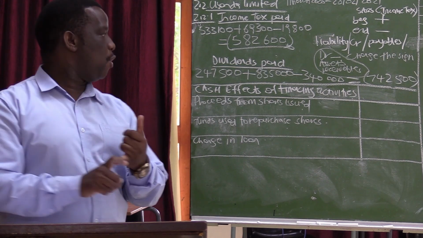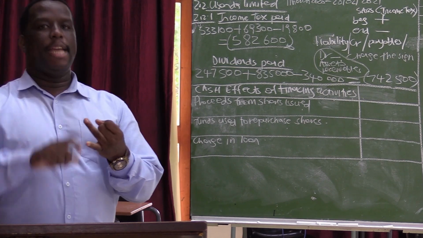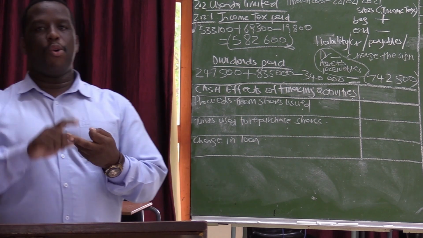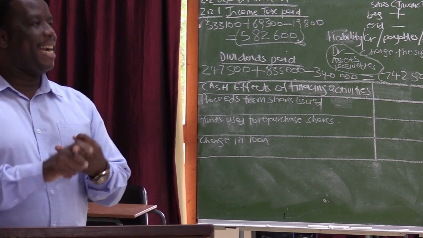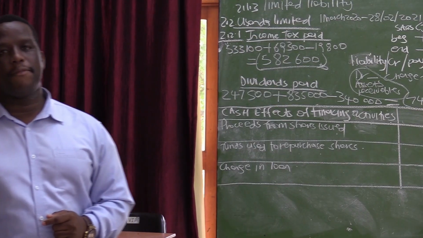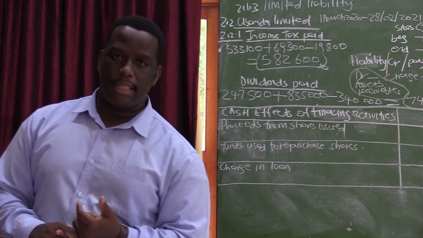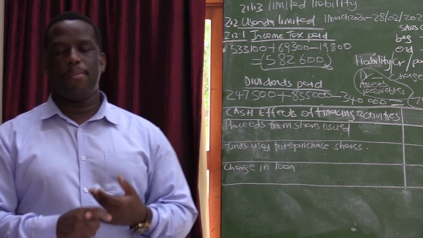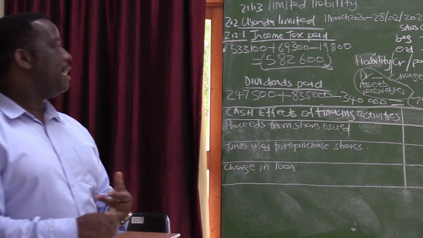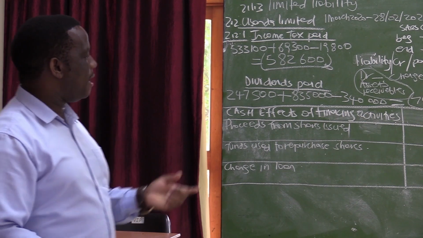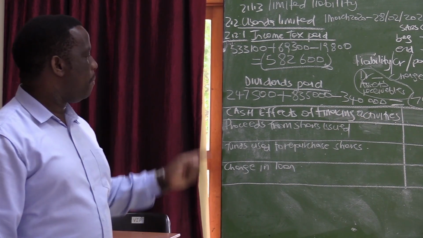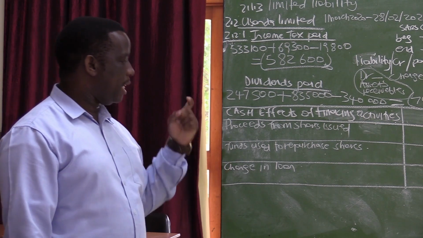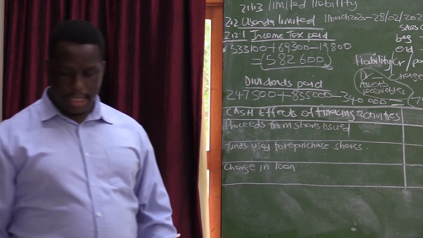There is cash flows from operating activities, cash flows from investing activities, and cash flows from financing activities. The company is mainly financed by the issuing of shares, and secondly, when the money we get from the sale of shares is not enough, we then take out loans. So under financing activities, you will have your proceeds from shares issued, your funds used to repurchase shares, and your change.